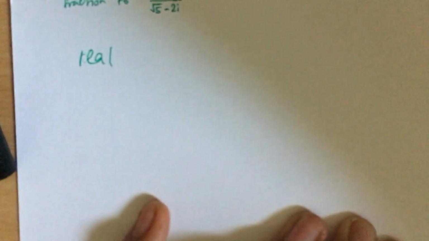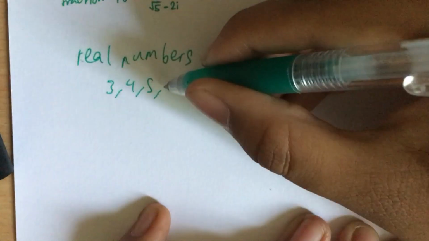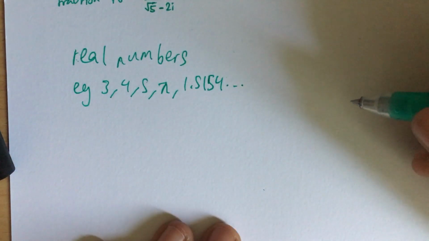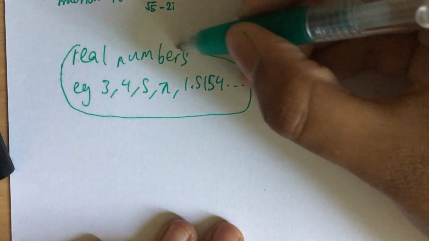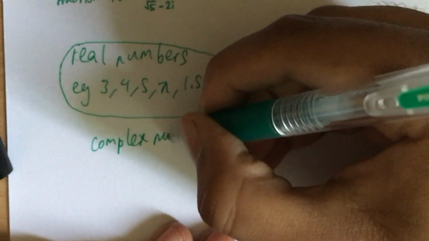Okay, so what are complex numbers to begin with? Well, basically, you know what real numbers are, right? They're all the numbers, like 3, 4, pi, 1.5154, whatever, anything that works in that sense. So how do you make a real number into a complex number? Technically, the set of real numbers is in the set of complex numbers, because real numbers are just the complex number without the complex part, where the i is 0.